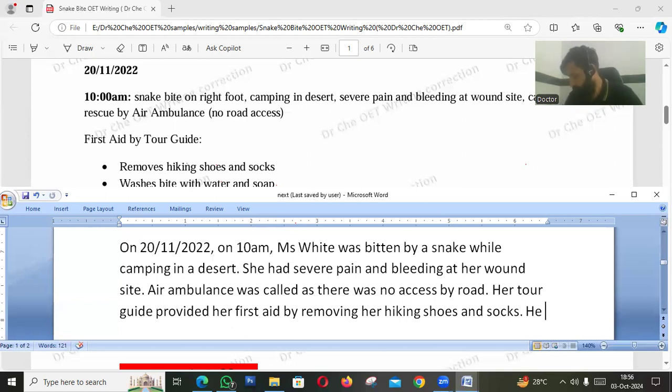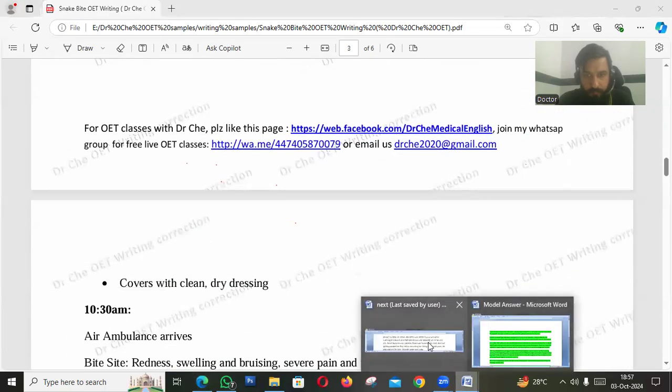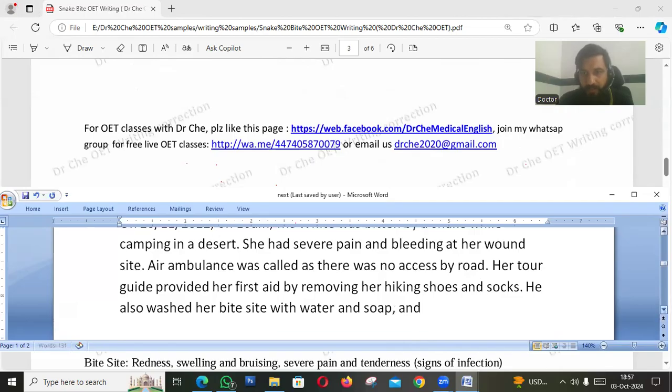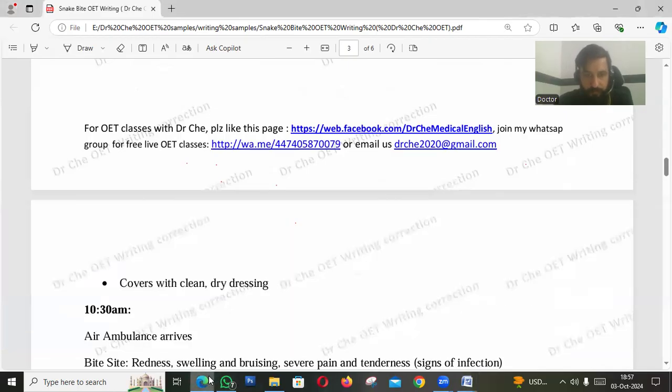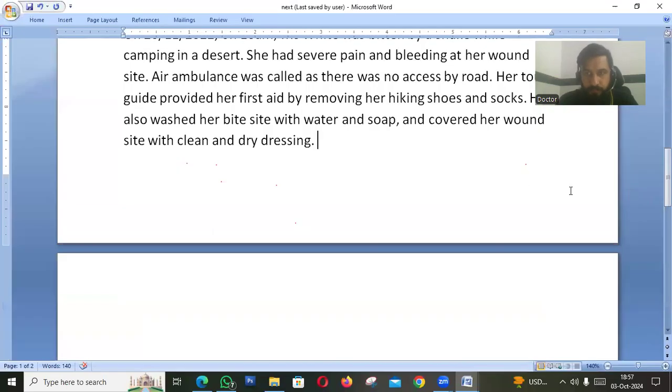Okay, so he also washed her bite site with water and soap. And what is the last thing? Covered with dry and clean dressing. Just we can continue here. And just write a good sentence because you are not going to write very short sentences either, okay? So join this information together and covered her wound site with clean and dry dressing, okay? Good.